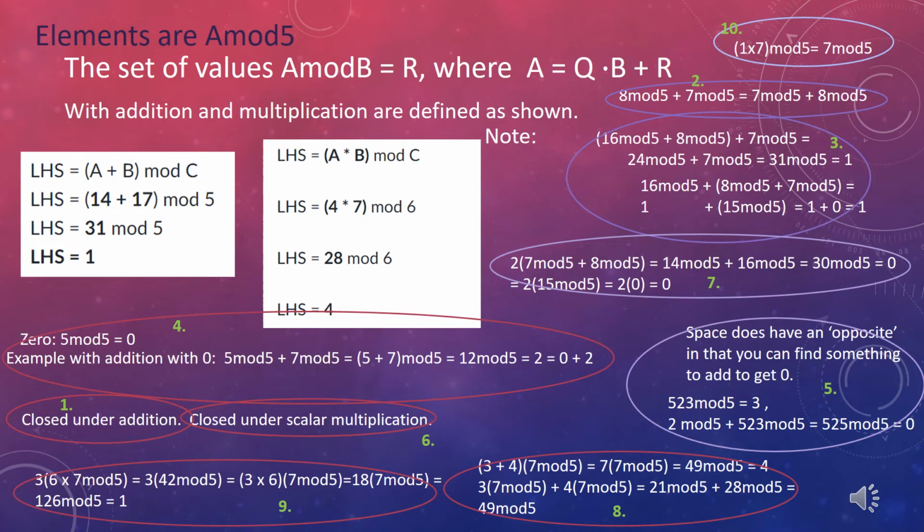I also can define opposites. So for example, you could find something that you would add and get 0. For example, 523 mod 5 is 3. Add 523 mod 5 to 2 mod 5, and you get 525 mod 5, which has remainder 0.